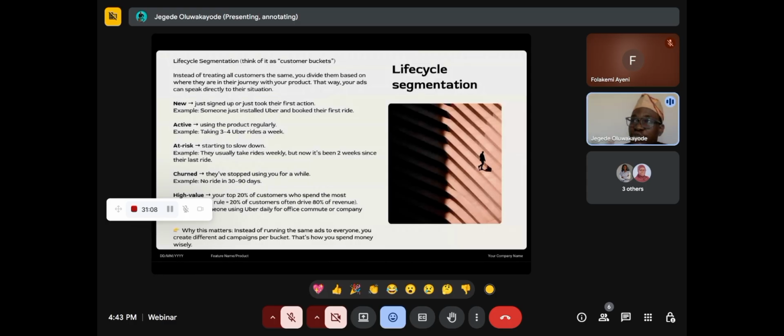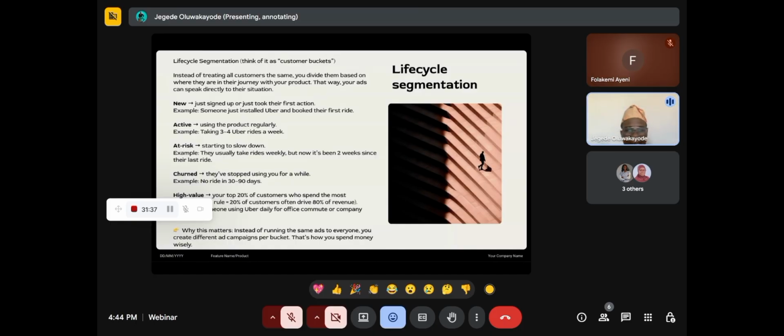Now, the high value are the top 20% of customers that spend a lot of money, that you generate a lot of money from. For instance, Uber, those that probably use Uber maybe twice a day as they're going to the office, as they're coming back. Those guys are high value to them, super, super high value, right? So the top 20% of people that generate the most revenue for you are your high value guys.